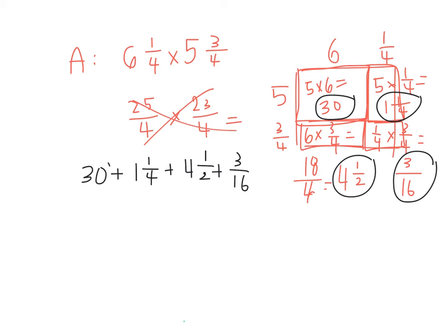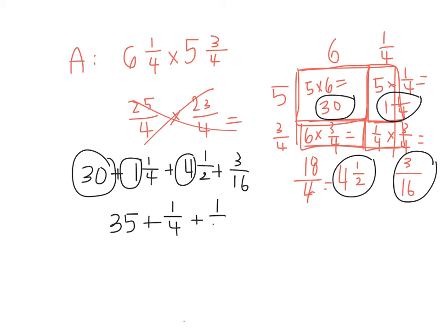Let's add all the whole numbers first. 30 plus 1 plus 4. What is that? Okay. Then I have plus 1/4 plus 1/2 plus 3/16. What's my common denominator going to be? 16. Good. 1/4 is the same as how many 16ths? Thank you. 1/2 is the same as how many 16ths? Okay. 3/16 is the same as how many 16ths?